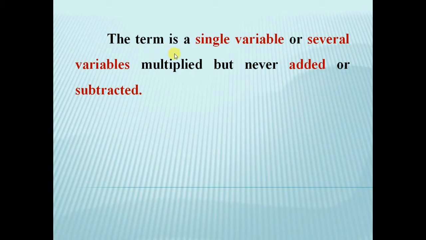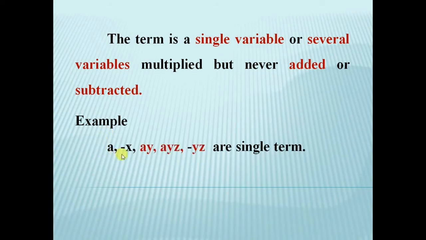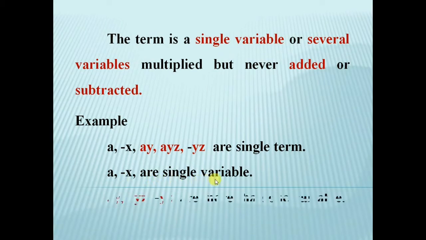A term is a single variable or several variables multiplied but never added or subtracted. For example, a, -x, ayz, -yz are single terms. a and -x are single variables. ayz and -yz are more than one variable.